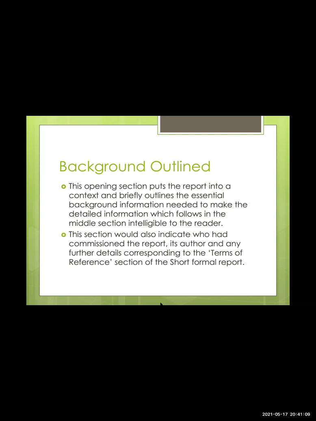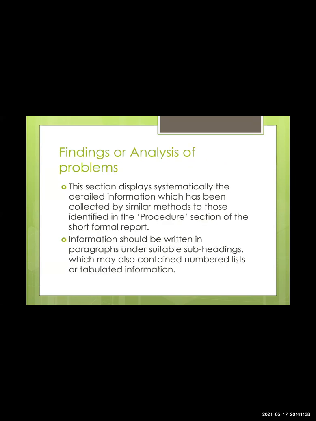This is the background for the informal report. The opening section puts the report into a context and briefly outlines the essential background information needed to make the detailed information which follows in the middle section intelligible to the reader. This section would also indicate who had commissioned the report, its author, and any further details corresponding to the terms of reference of the short formal report. So it's somewhat similar, but a little bit more. The findings or analysis of problems: this section displays systematically the detailed information which has been collected by similar methods to those identified in the procedure section of the short formal.